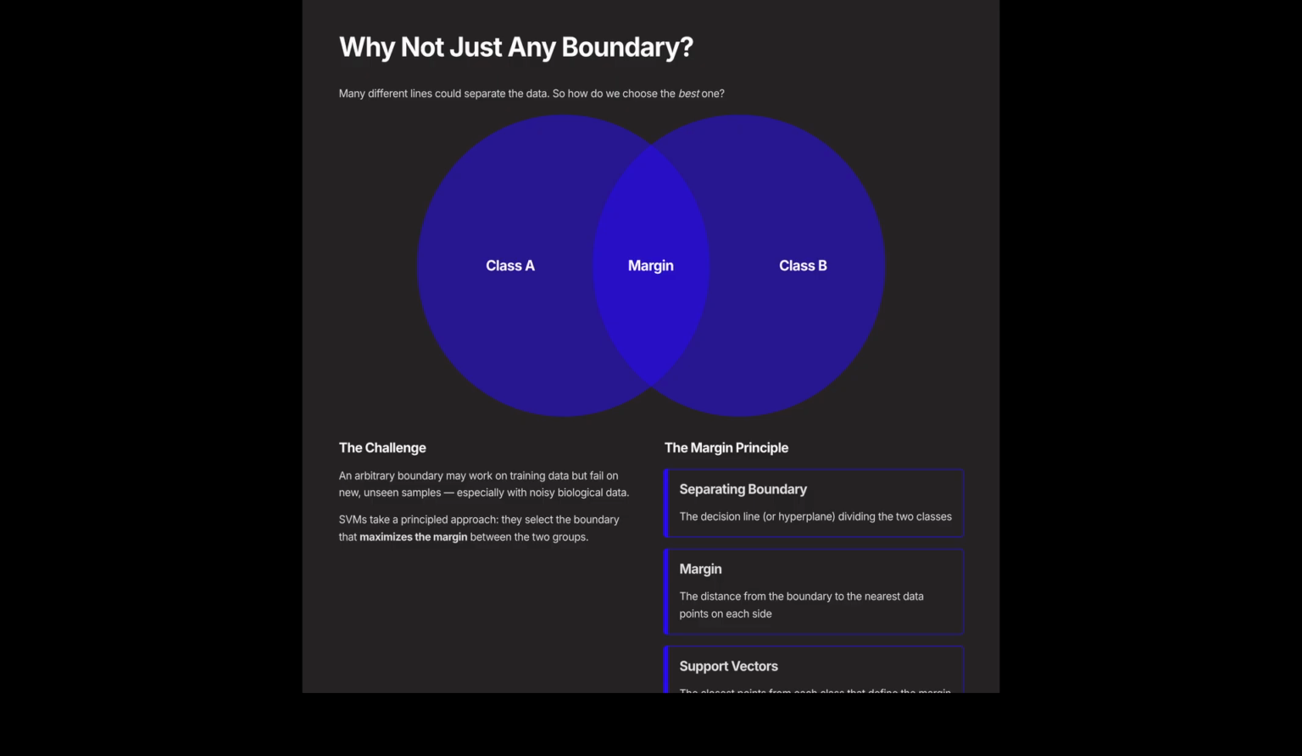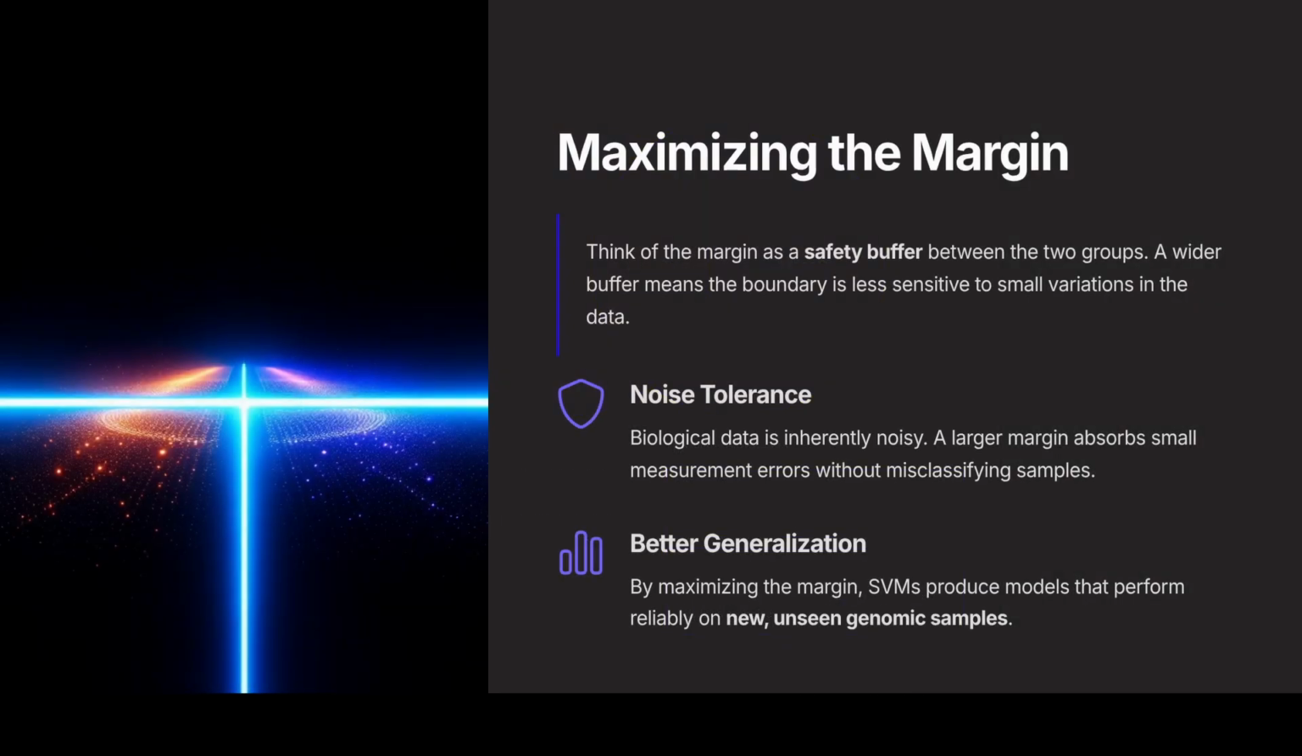The margin is the distance between the separating boundary and the closest points from each class. Those closest points are called support vectors. You can imagine the margin as a safety buffer between the two groups. A larger buffer means the boundary is less sensitive to small variations in the data. This is important because biological data often contains noise. By maximizing the margin, SVMs tend to produce models that generalize better to new unseen samples.